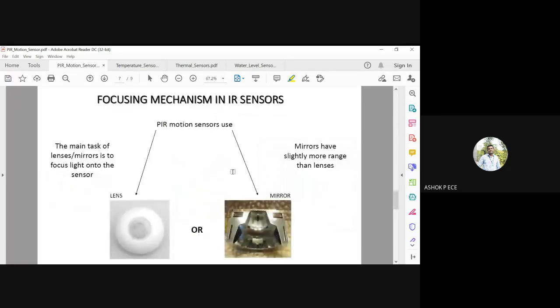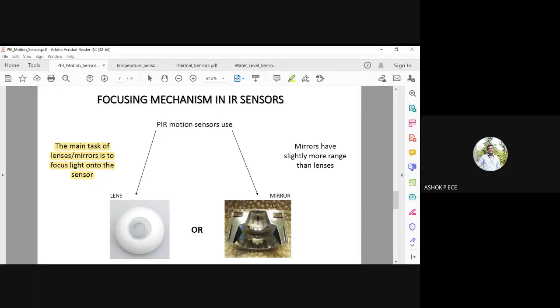surveillance area. The focusing mechanism: how am I going to focus the IR radiation onto the infrared sensor? So I am going to use lenses. That's what I told you. I'm going to use the Fresnel lens. The Fresnel lens is made of polyethylene. So PIR uses lenses and mirrors.